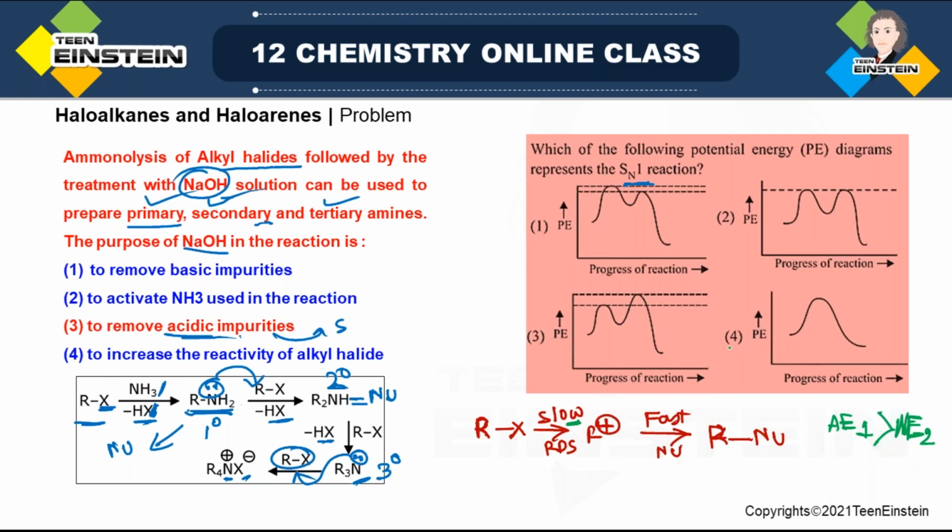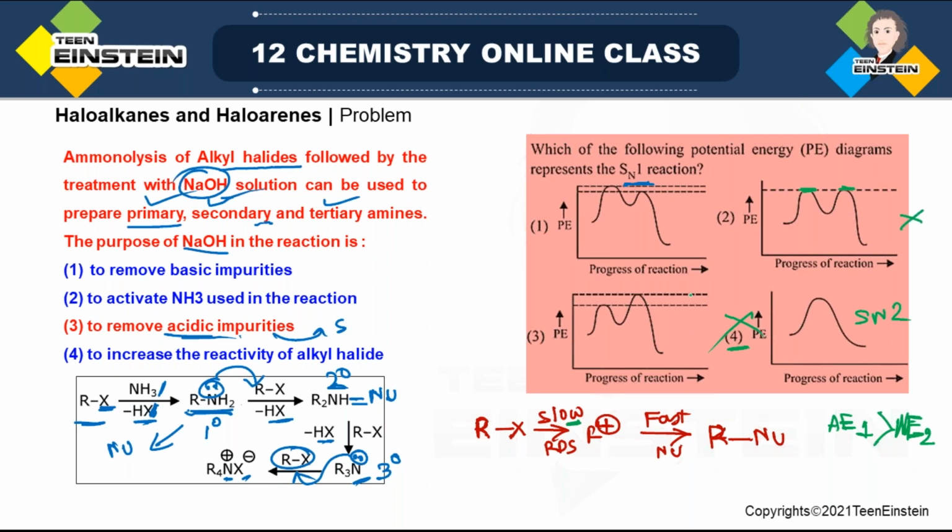But see, in option 4 there is only one hump. So this type of graph is actually for SN2. So this cannot be the correct option. So easily you can nullify it. But in all options 1, 2, 3, there are two humps. But there is a difference. If you look at option 2, both are having the same energy. It is following the same line. So this is also not correct.